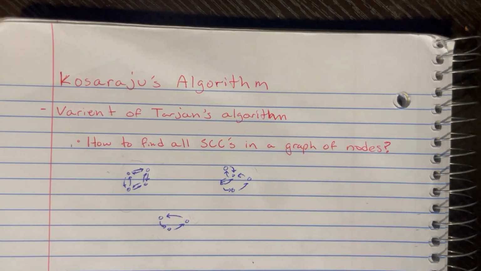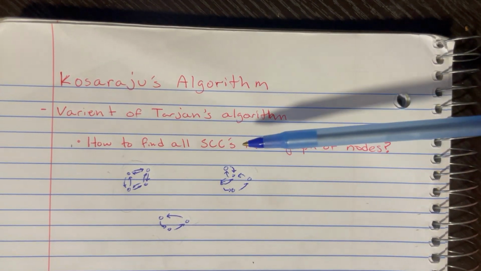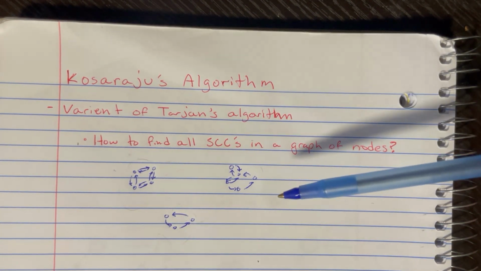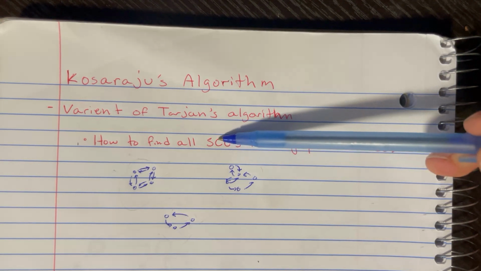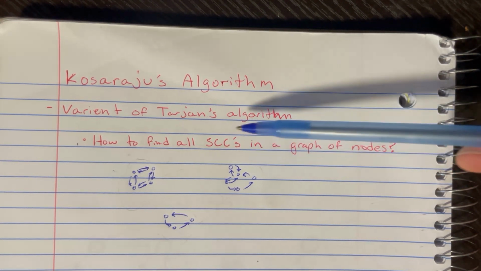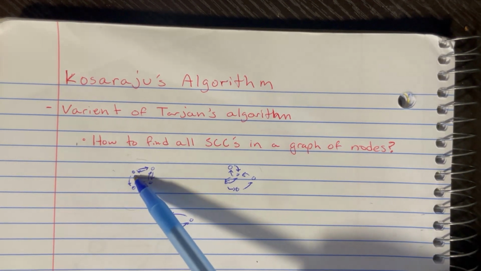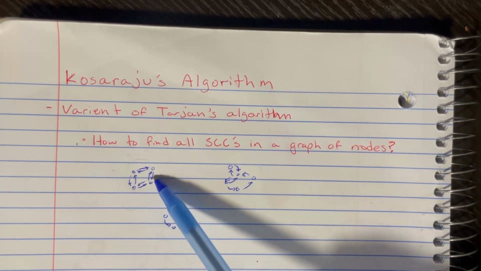And what this algorithm aims to do is to find all the SCCs in a graph of nodes. What is an SCC? It means that a group of nodes, if it is a strongly connected component, can all reach each other. So here is a really easy example. If we start at this node, we can go here, here, here, here.